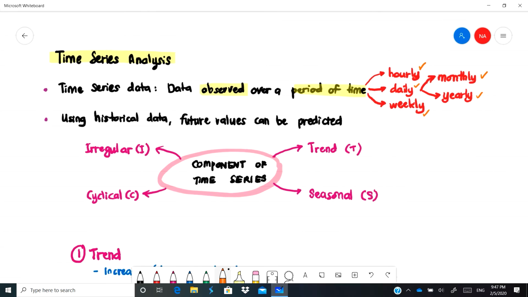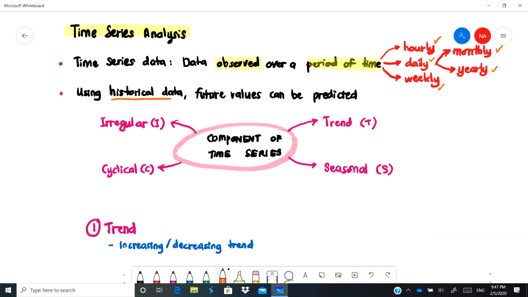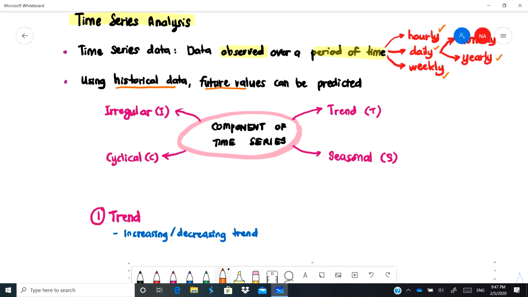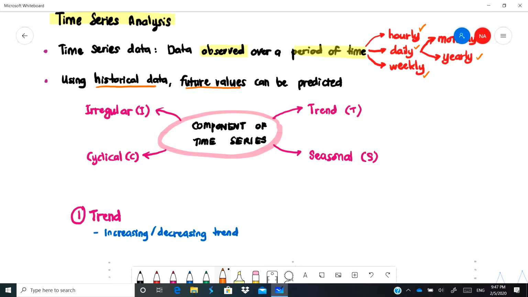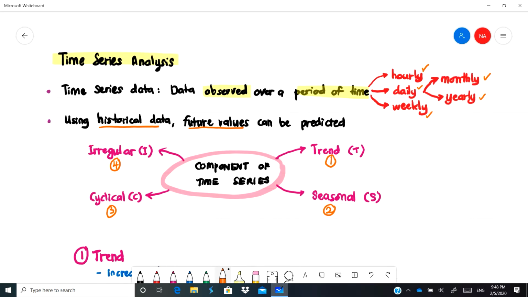Usually when we have the historical data, meaning the data which is in the past, we can predict the data which will be in the future. So the future values can be predicted. There are four main components of the time series. The first one is trend, then we have seasonal, then cyclical, and the last one is irregular. We'll go through each component one by one.